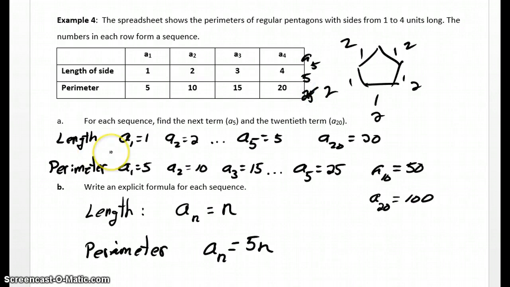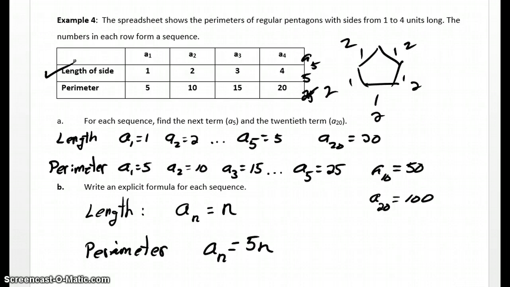I could write it like I have underneath each question. The length a sub 1 is 1, a sub 2 is 2, and so forth. And finally, all the way out to a sub 20 is 20. The perimeter, a sub 1 is 5, a sub 2 is 10, as the spreadsheet shows. A sub 5 would be 25, because I'm just multiplying each one by 5. A sub 10 would be 10 times 5, which would be 50, and a sub 20 would be 20 times 5, which is 100.